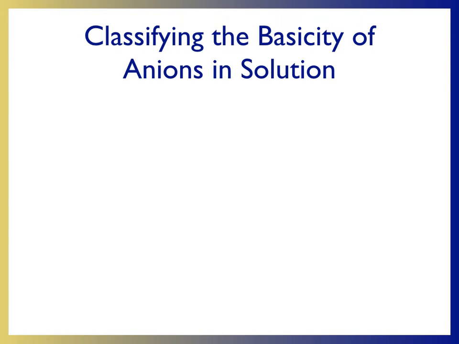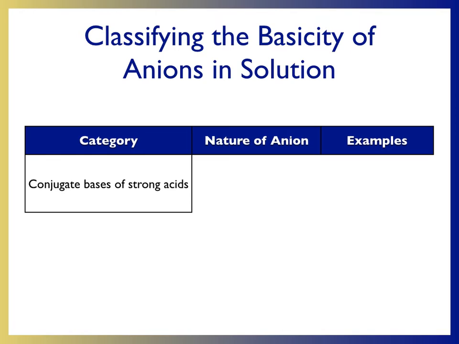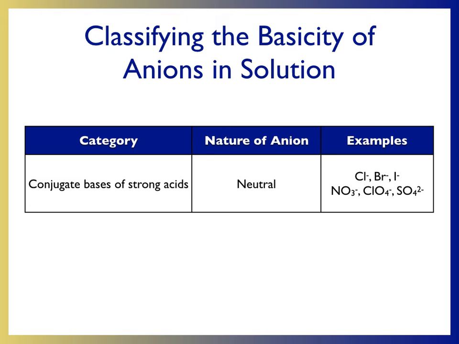Now we can take a look at the basicity of anions in solution. Anions that are conjugate bases of strong acids tend to not affect the pH of the solution. Therefore, they are neutral anions. We could take a look at the conjugate bases of all of the six strong acids that we have encountered in class: chloride, bromide, iodide, nitrate, sulfate, and perchlorate.